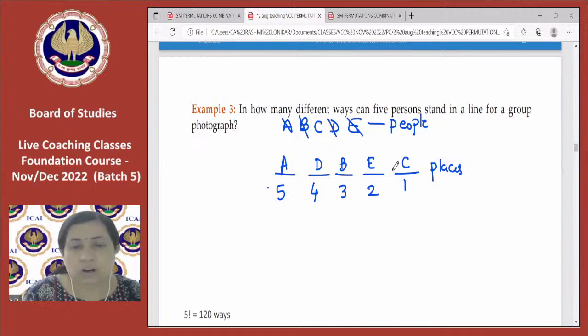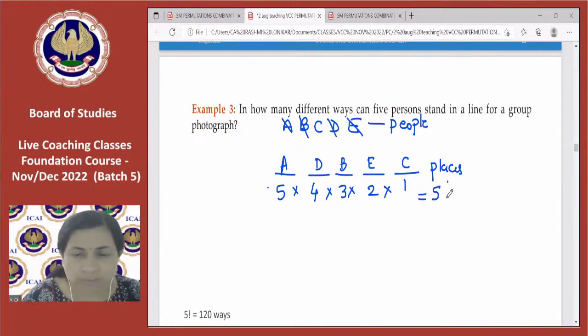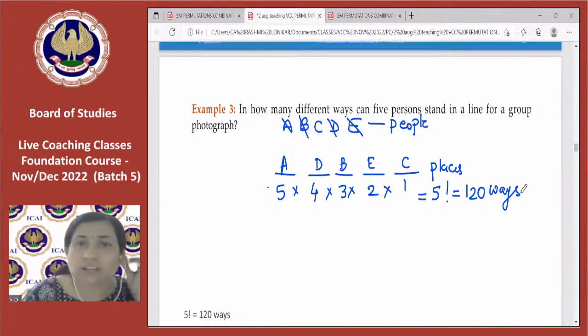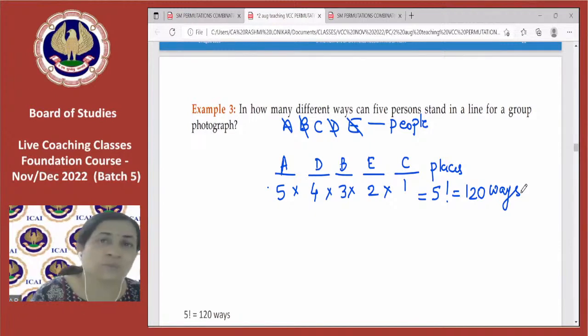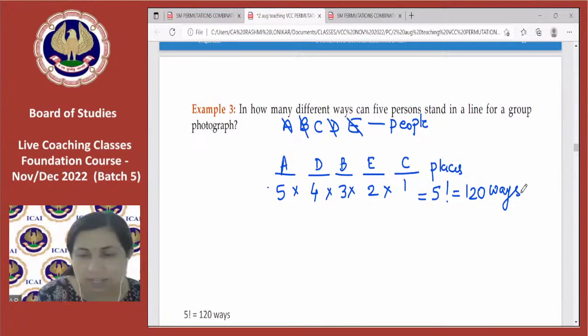Now because I want to make everybody stand in the line, I want to complete the job. So I'm using the multiplication rule. So 5 into 4 into 3 into 2 into 1, which is equal to 5 factorial ways, which is equal to 120 ways. Can you imagine that there are 120 ways in which you can arrange 5 people to stand in a line? 120 ways in which you can make 5 people stand for a photograph. So always remember that this is one method of doing it.